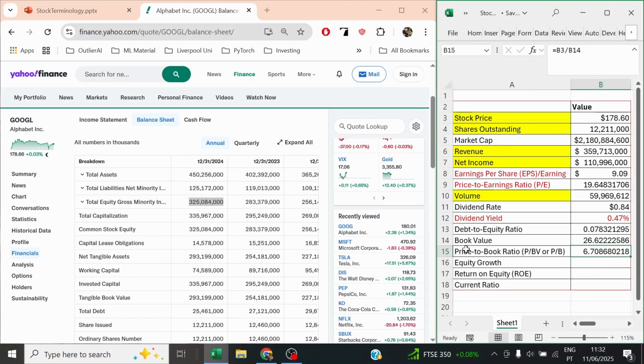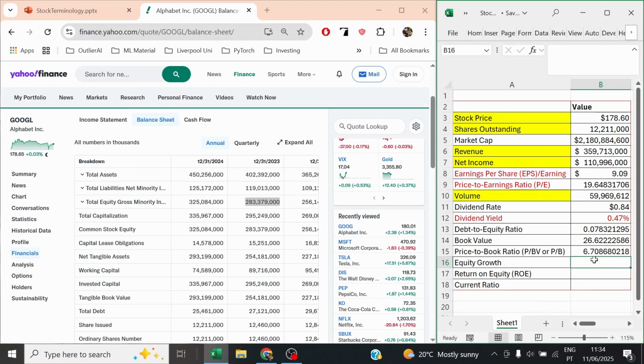So how do you think about the price to book ratio? The way you think is, for every $6.70 I pay buying the stock of Google, I get $1 of equity. So basically, if you buy Google right now, you are paying 6 times the actual book value of the company. Not a financial advisor, but that's how you will think about the price to book ratio.